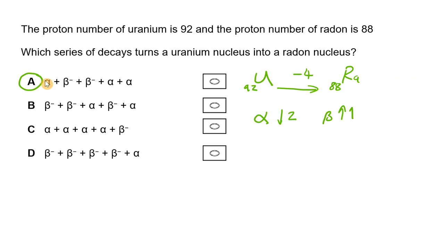So let's have a look at A to start with. We can see the first alpha will reduce the number by 2. Then the beta decay will increase it by 1, then the next beta by 1, the next alpha by -2 and -2. Put all those into your calculator and you'll discover that you get -4, which is the answer A. You can go through the rest of them and prove that they won't give you the right answer. You can do that yourself in your own time.